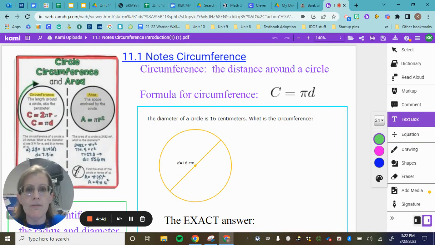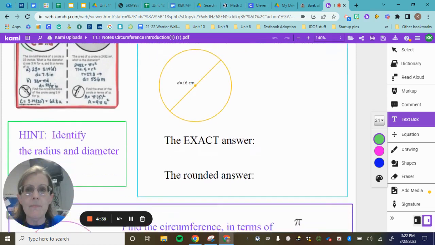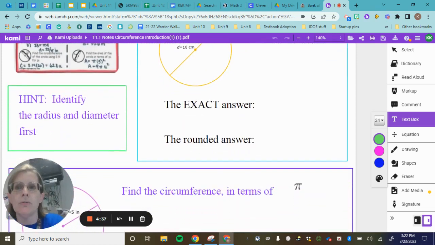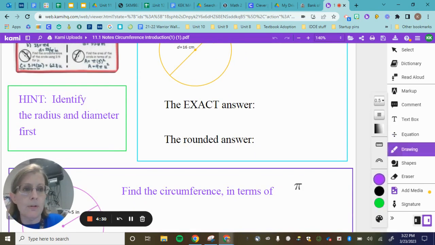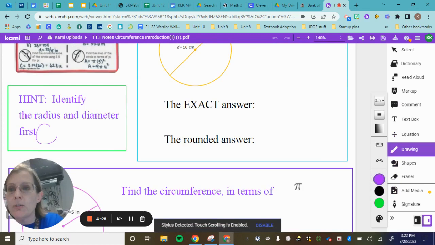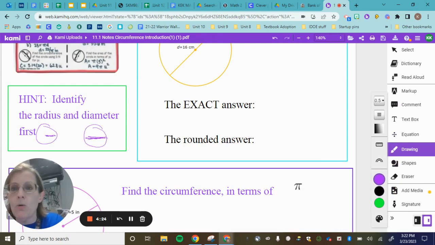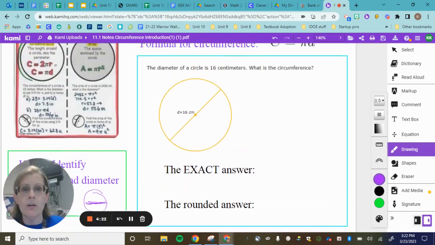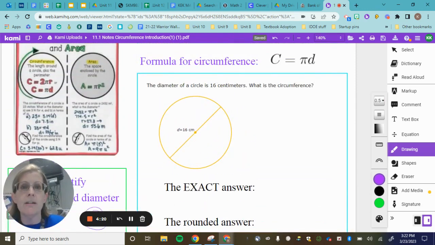So when you are finding area and circumference, the first thing you need to do is figure out which one's the radius and which one's the diameter. The radius, remember, is the one that is halfway across, and the diameter would be the whole way across. So you need to write down R equals and D equals to start. Our question says the diameter of a circle is 16 centimeters.